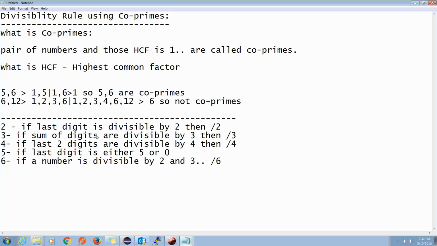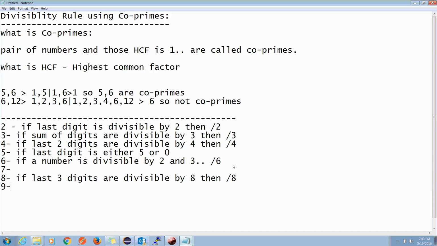Here you need to observe that 2 and 3 are co-primes. So I hope you understand it. You will get to know further. I will explain about 7 in the next video series. 8. If the last 3 digits are divisible by 8, then that number is divisible by 8.